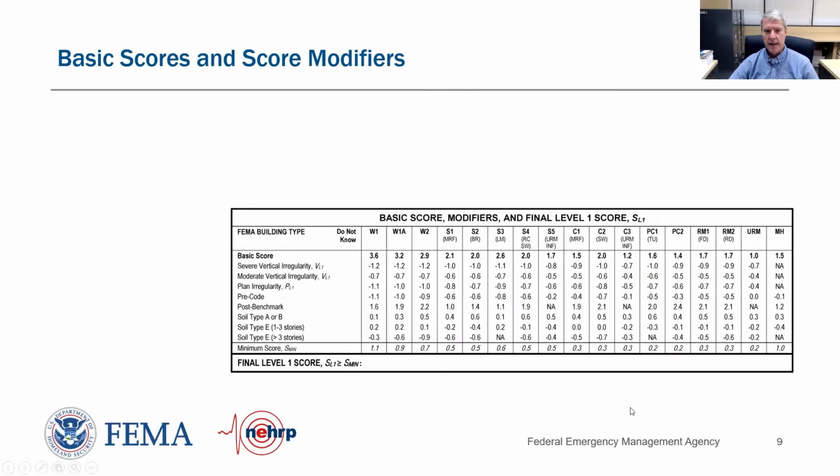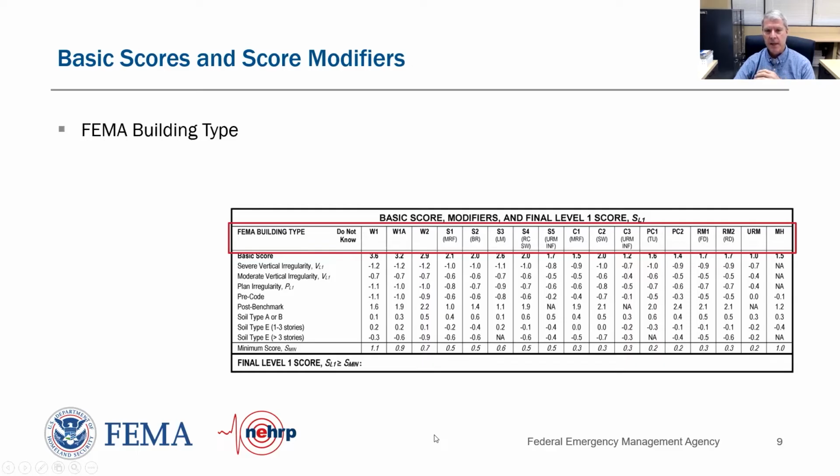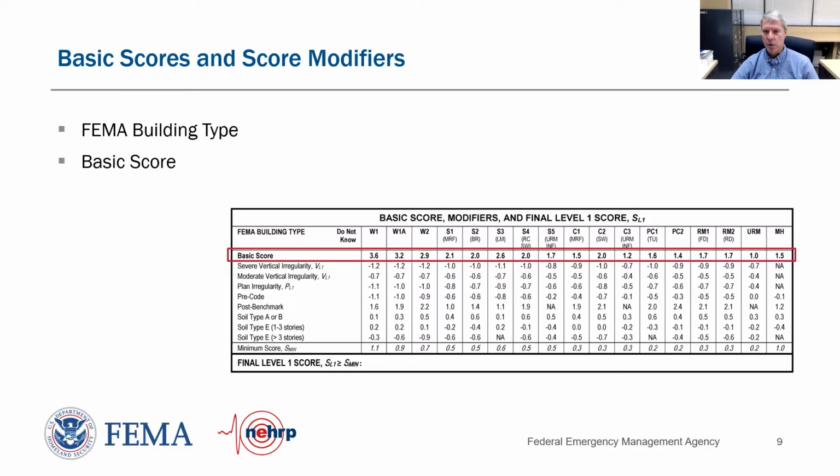If we take a little closer look at our scoring block, which includes our 17 building types and our basic score along with the modifiers for our level 1 screen, we can see that we've got the 17 building types at the top. And those are from 4 material types. So we've got wood, we've got steel, concrete, masonry, and then we've got MH or manufactured housing. We're going to talk more about these in modules 6 and 7 when we go through the specific 17 building types.